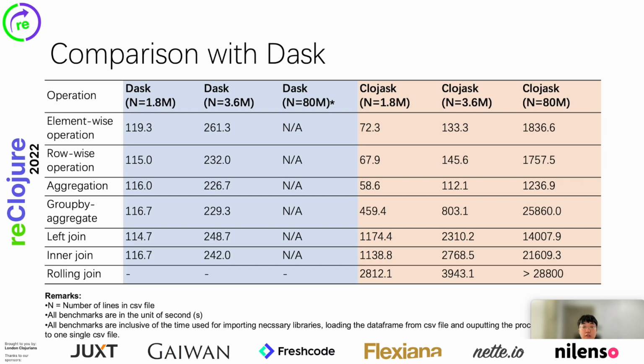This is because when the file is small, Dask will load the dataset in memory, and so in group by aggregate and join, it will not frequently input and output from file. However, in Clojask, we will by default read and write intermediate results to external disk storage. That's why we perform slower in these cases. And this is the reason why I do not recommend using Clojask for smaller datasets that can reside in memory.